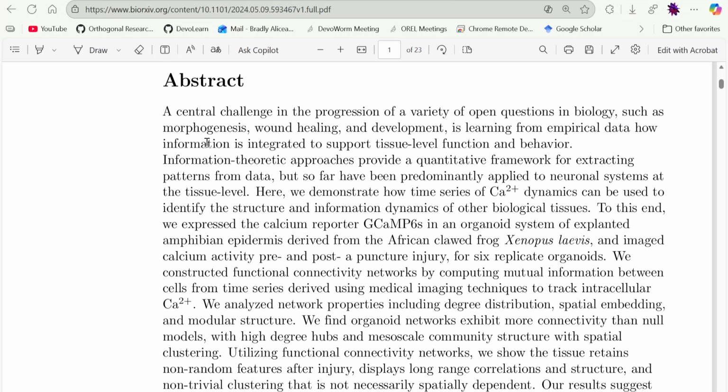So there's this idea of integrated information in neuroscience that I think they're drawing from for this. But they're going to use an information theoretic approach to provide a quantitative framework for extracting patterns from data. And this is something that's been done in neuronal systems at the tissue level. What they're showing here is how time series of calcium ion dynamics can be used to identify the structure and information dynamics of other biological tissues.